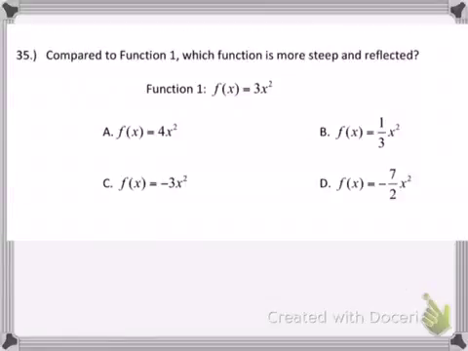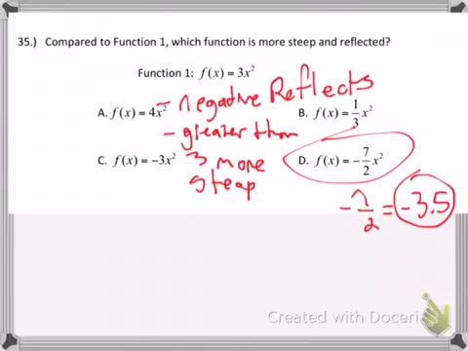Compare it to function 1. Which function is more steep or reflected? Function 1, f of x equals 3x squared. Negative reflects it, so it has to be negative and greater than 3, so it would be more steep. So we see that f of x is negative, and it has 7 over 2 is negative 3 over 5, which is greater than 3.